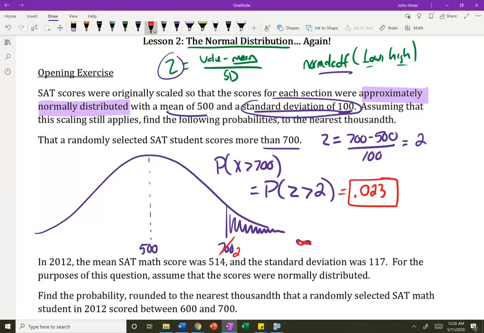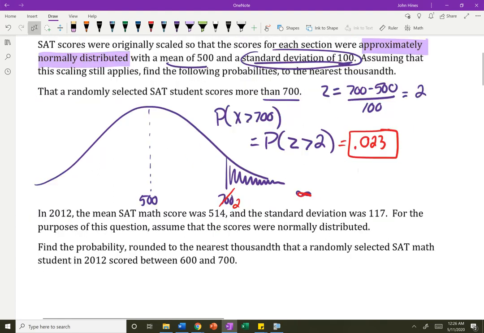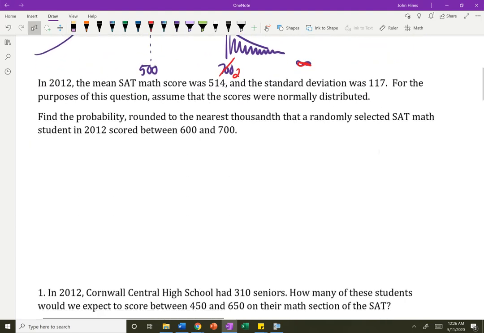So we can't work with SAT scores. We can work with z-scores though. Value minus the mean. How far away is 700 from 500? 200 divided by the standard deviation gives me 2. That's what we're going to be looking at in this lesson.